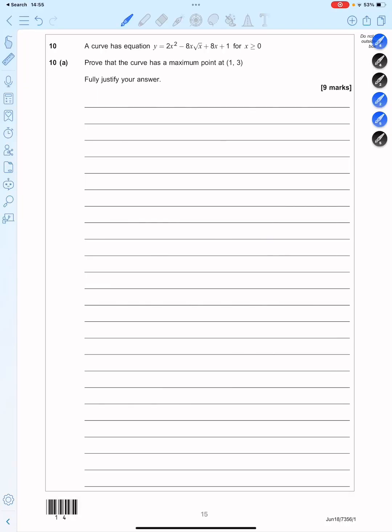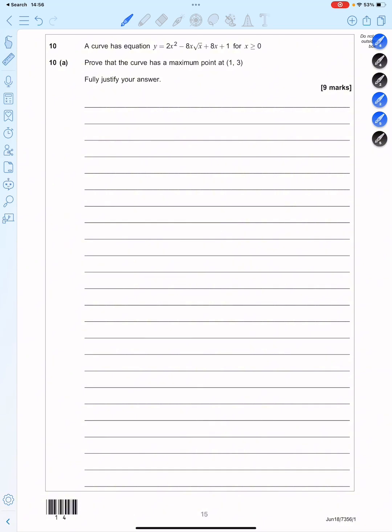Alright guys, here we have an A-level 9 marks question, and we have this equation y equals 2x squared minus 8x root x plus 8x plus 1, and we want to prove that this curve has a maximum point at (1, 3). Now, when we're talking about maximum, we need to think of differentiation, and to find the point of maximum, first of all we need to differentiate y.